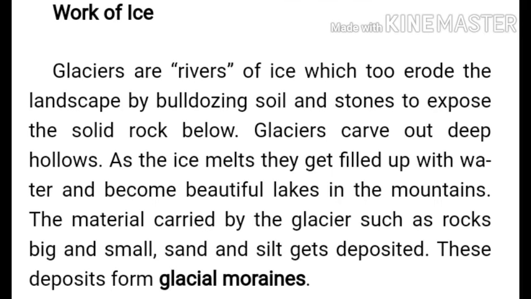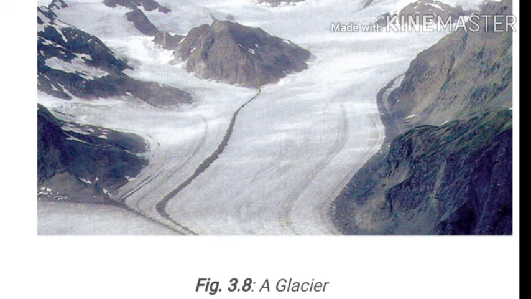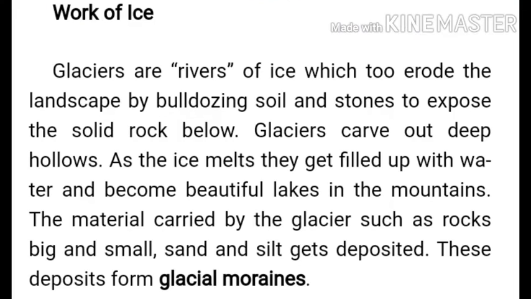Now, work of ice. The large blocks of ice that move forward under their own weight are called glaciers. These can be found where snowfall is high, such as high mountains like the Himalayas or in the polar regions like Antarctica. It is believed that 99% of all glaciers are found in Antarctica and Greenland. A glacier is thus a river of ice.